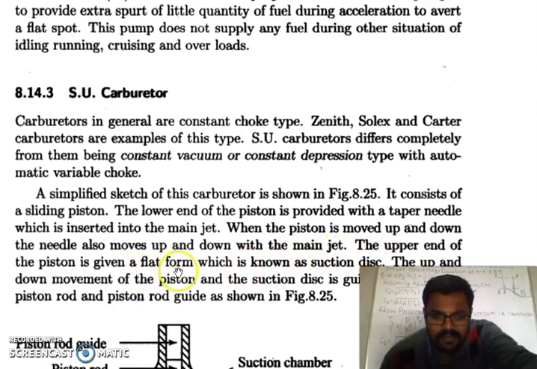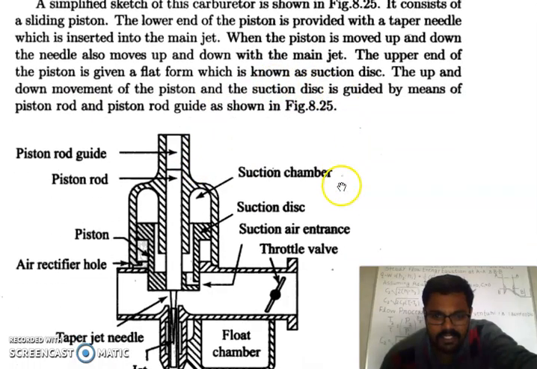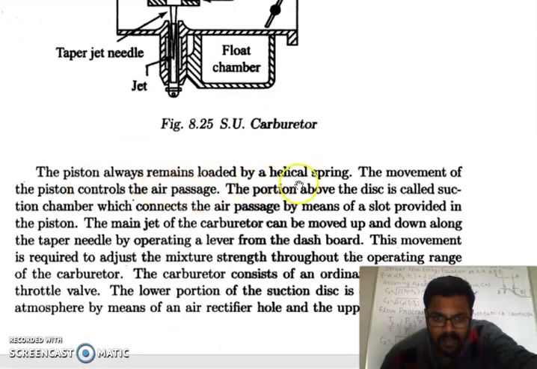The upper end of the piston is given a flat form which is known as suction disc. You can see here, this is your suction disc, this is your flat end. The up and down movement of the piston and suction disc is guided by means of piston rod and piston rod guide. So this is your piston rod here. This piston rod will move up and down, and this is your piston guide. So this whole arrangement, your piston and piston rod, will be guided by this piston guide here, this hatched portion. The piston always remains loaded by a helical spring.